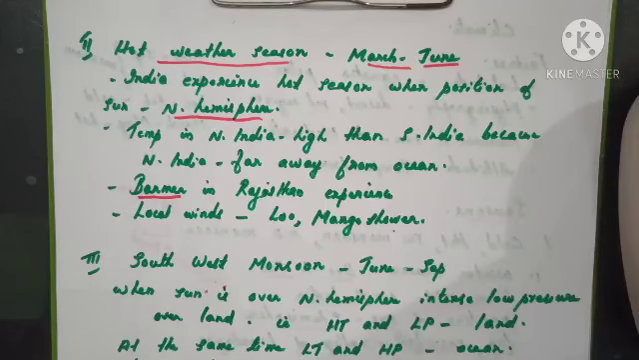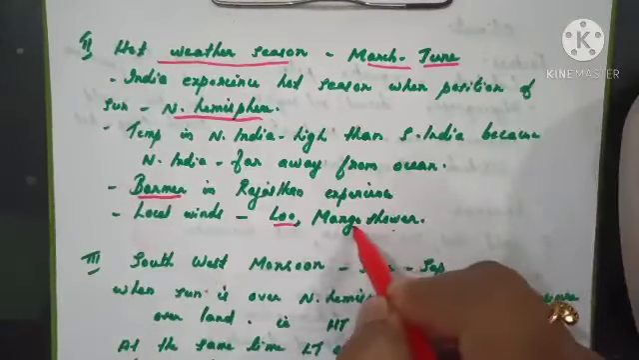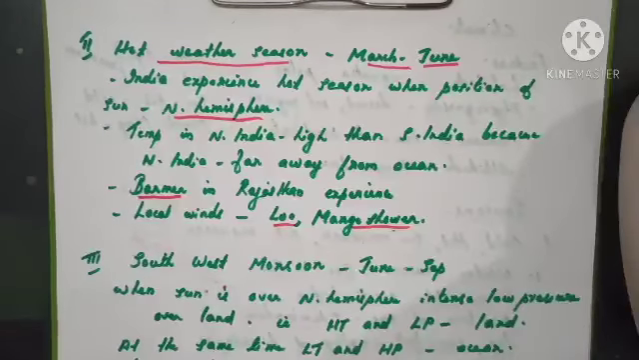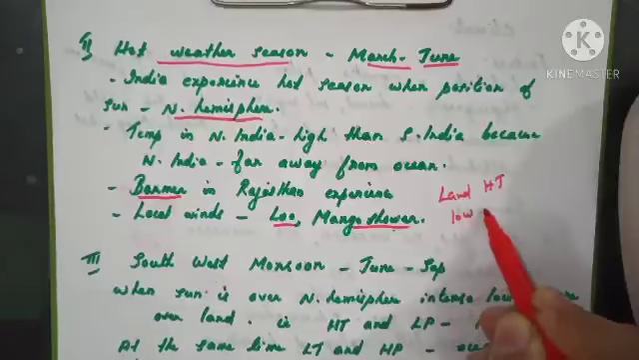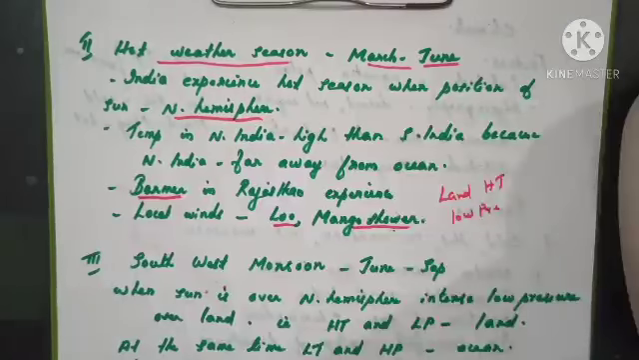Local winds blow during this season, such as Loo, Mango Showers, Kalbaisakhi. You studied this in the second chapter. Name the local winds that blow over India during the summer season: Loo, Mango Showers, Kalbaisakhi. These are the peculiarities of the hot weather season. During May and June, land temperature will be high, so low pressure is experienced over the land.